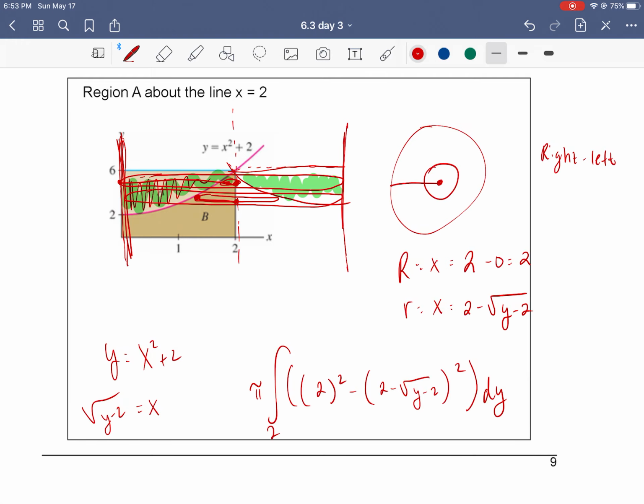Now in this problem, limits of integration are still 2 to 6. I wouldn't go about simplifying it. Yeah, you can change the first one to a 4. 2 squared is 4. But the second, you would have to FOIL it out. So don't do that. Don't distribute that squared. That would be incorrect. This is not turning into 4 minus y minus 2. Just leave it as is.